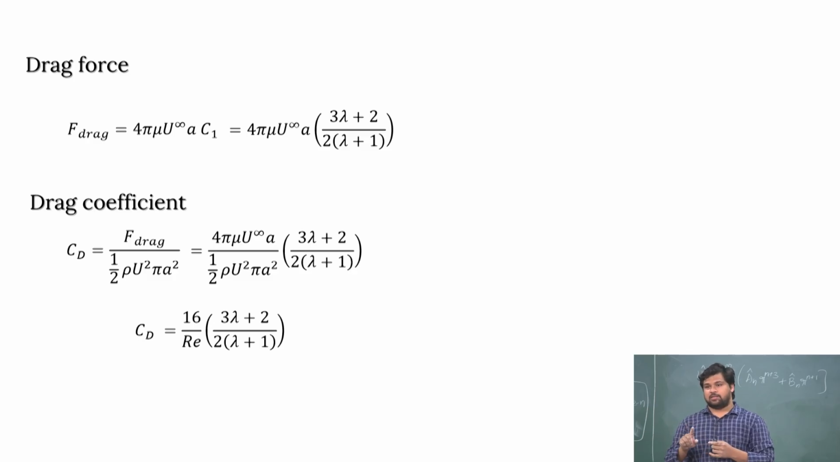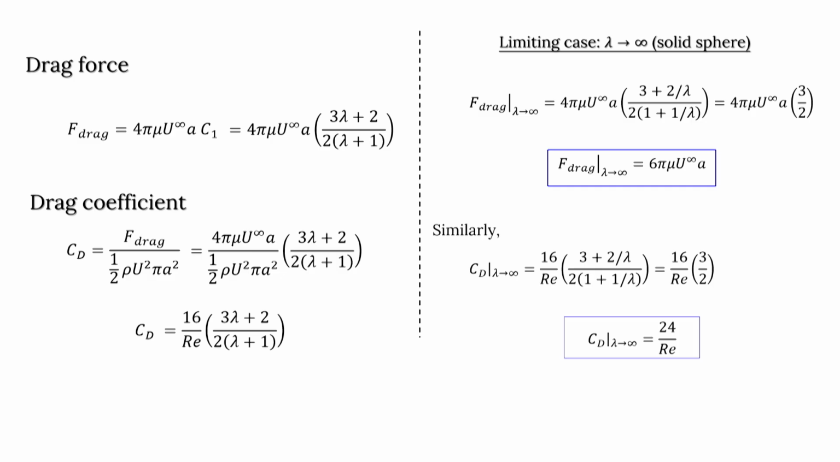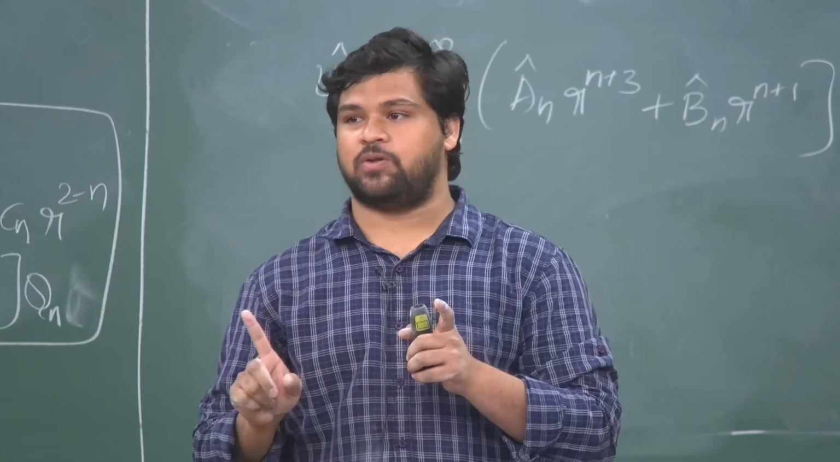So what is our lambda? Lambda is nothing but the viscosity ratio, inner by outer. If the inner viscosity is very high, it resembles a solid. So when lambda tends to infinity, these equations should match with your Stokes flow over a solid sphere. If you do that, you can see the drag force F is 6 pi mu u infinity a, which is what your drag force is in Stokes flow. Similarly, the drag coefficient is 24 by Re. So these are the checks you have to do, to make sure your solution is correct.